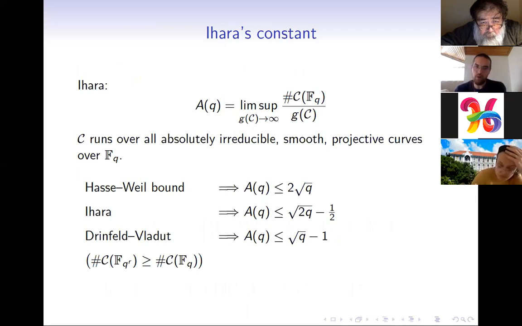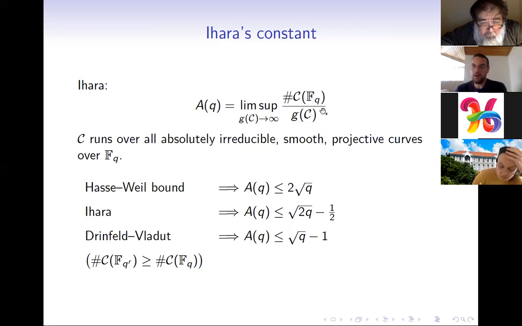You look at all possible curves C, all absolutely irreducible, smooth, and projective, defined over a fixed finite field F_q. You look at their number of rational points divided by the genus of the corresponding curve, and you look at the lim sup of this quantity as you run over all possible such curves defined over a fixed finite field F_q. And this quantity is denoted by A(q).